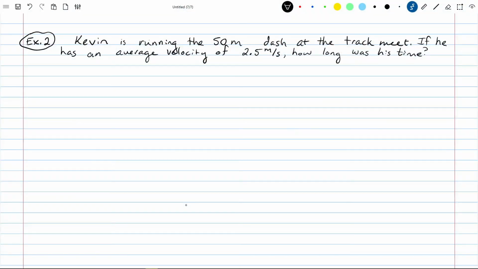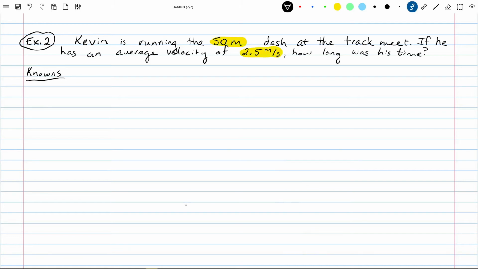Let's go ahead and take a look at another example. Example 2 says, Kevin is running the 50-meter dash at the track meet. If he has an average velocity of 2.5 meters per second, how long was his time? Now, in this case, we're going to be looking for time and not velocity, so it's going to take a little bit more work. But first things first, we're going to always write our knowns. I'm going to go ahead and highlight any numbers in the problem. We have 50 meters and 2.5 meters per second.